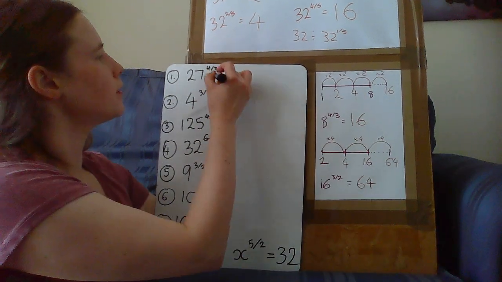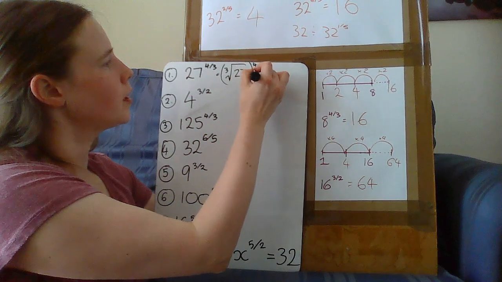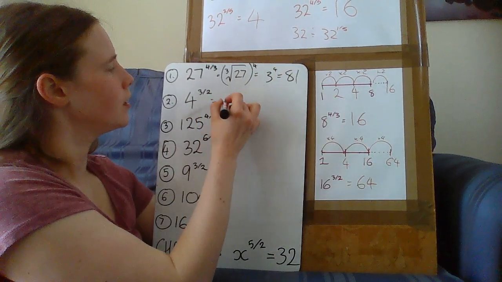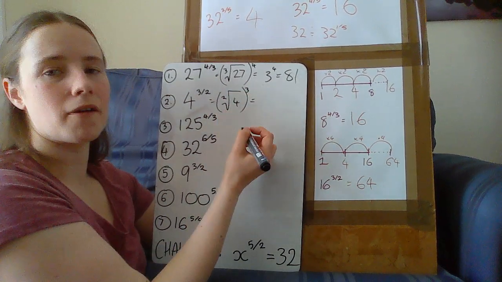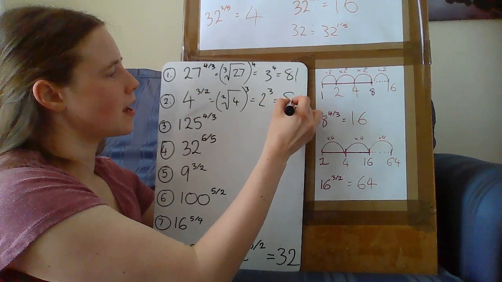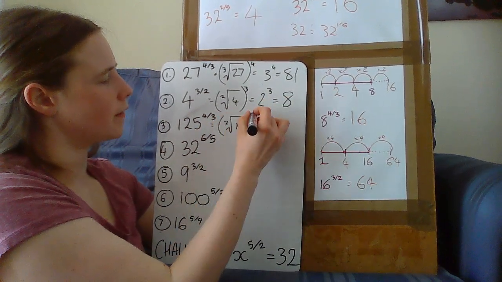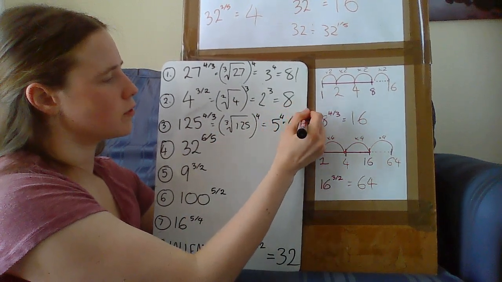Okay then, so for the first one, I'm doing the cube root of 27 and then doing that to the 4. Cube root of 27 is 3, to the 4 is 81. I've got to do the square root of 4 and then cube it. So the square root of 4 is 2, cubed is 8. Next one, cube root of 125, and then that to the power of 4. Well, that's 5 to the power of 4, 625.